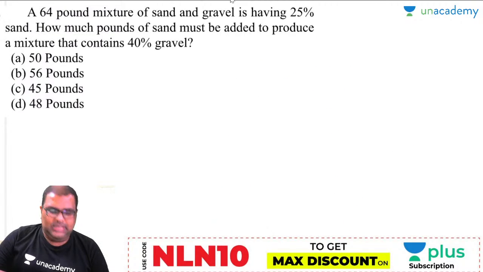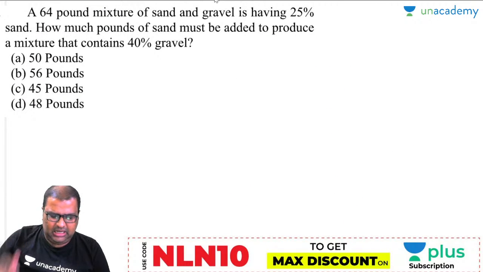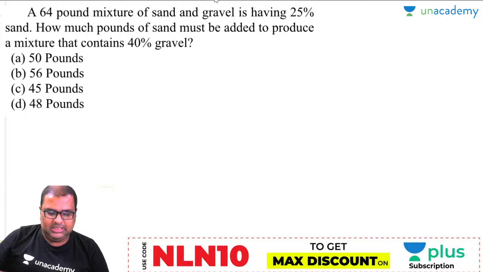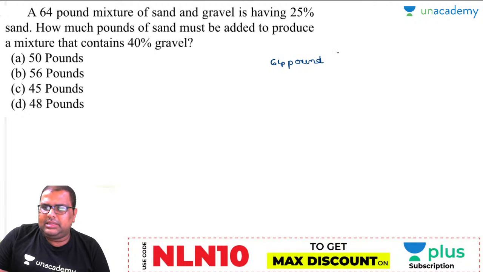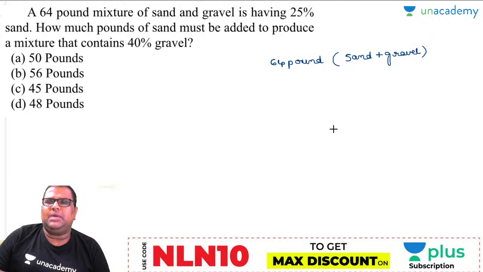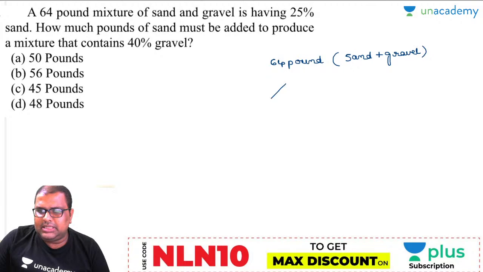Yes. So see here, the same type of question. I have changed the names, that's it. I will solve this question. A 64-pound mixture. Now there is a 64-pound bag with you, and this contains sand and gravel, it seems. So I'll write down sand and gravel. Now when you closely observe, 25% is sand, it seems. 25% means 1/4 is sand.